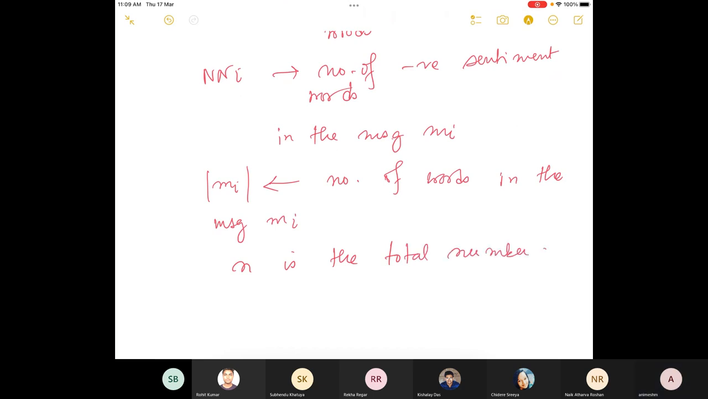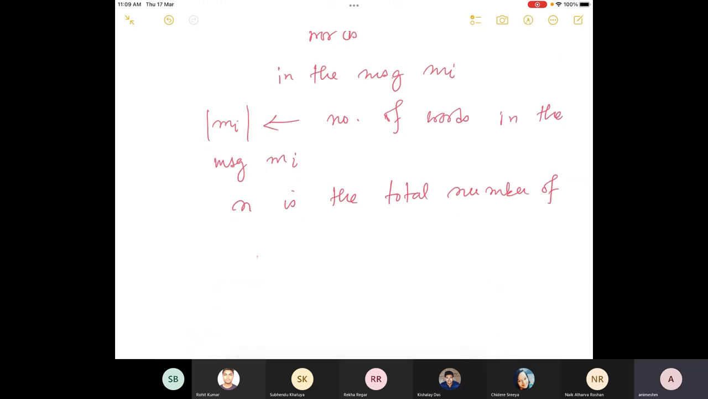number of reposts, the total number of reposts of the message. Okay, so this is how the sentiment score of the different reposts for the original message posted is computed.